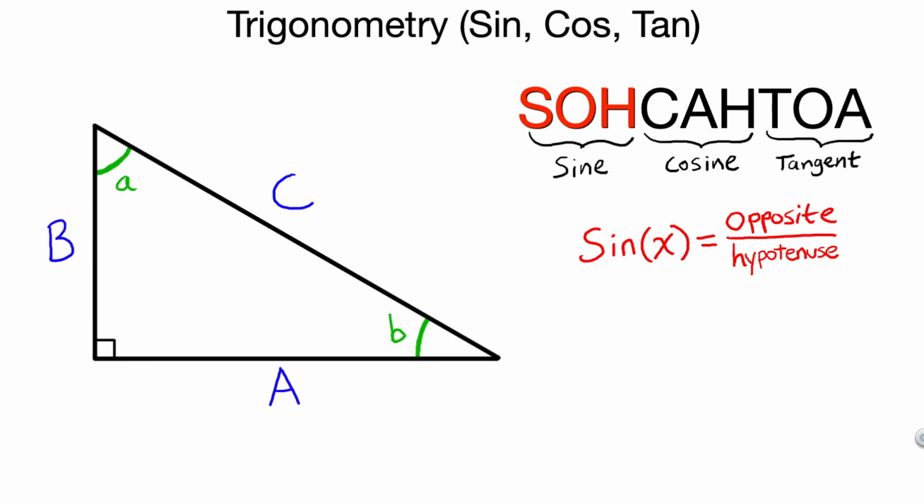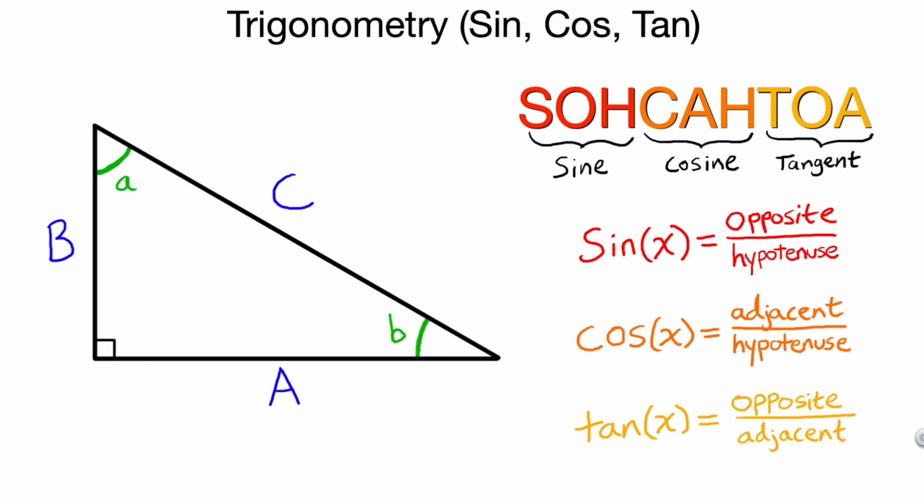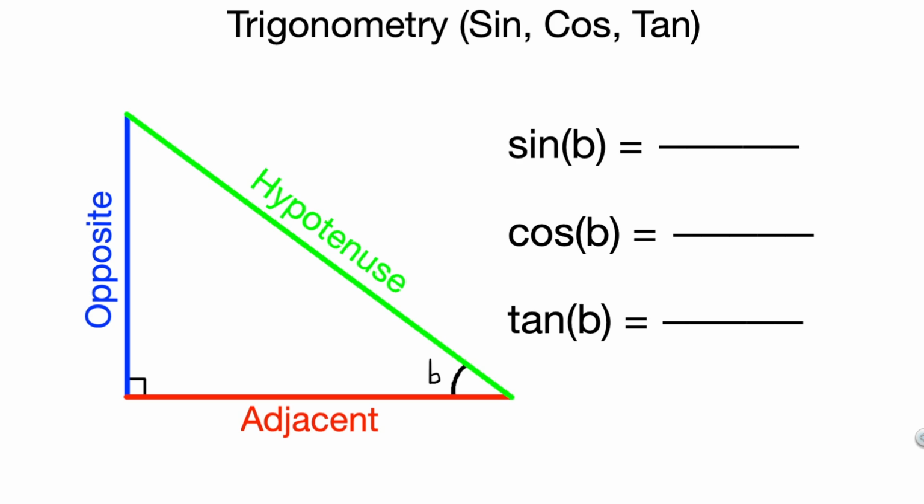The definition of cosine is next. The CA in SOHCAHTOA means that cosine of x is equal to the adjacent side length divided by the hypotenuse. Next we'll cover TOA, which means that tangent of x is equal to the opposite side length over the adjacent side length. These definitions are great and all, but it's best understood with an example.